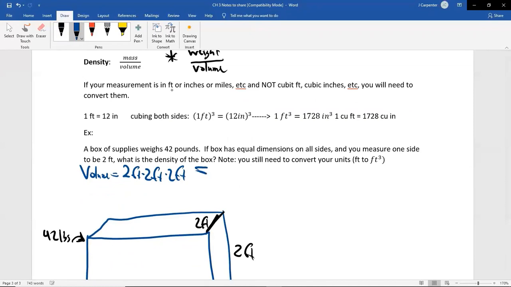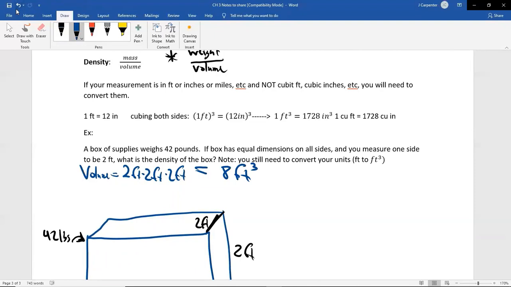Now check this out. The 2 times 2 times 2 is 8. And some person might say this is 8 feet, and it's wrong, because you have feet times feet times feet, which is feet cubed. It's like having 3 times 3 times 3 is 3 cubed, or x times x times x is x cubed. So that's it, there's our volume.